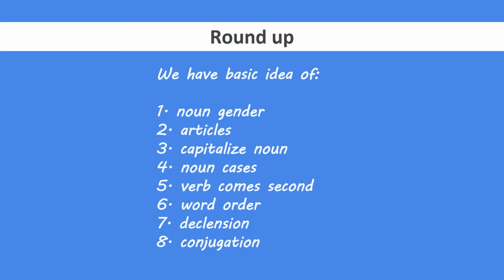Today, I just want to give you important ideas about the German language. We have a basic idea of noun gender, articles, capitalized nouns, noun cases, the position of a verb, word order, declension, and conjugation. Of course, it is not easy for beginners. However, just keep them in mind, these will help you a lot when you deepen your German learning. For these topics, we will discuss them in individual videos.